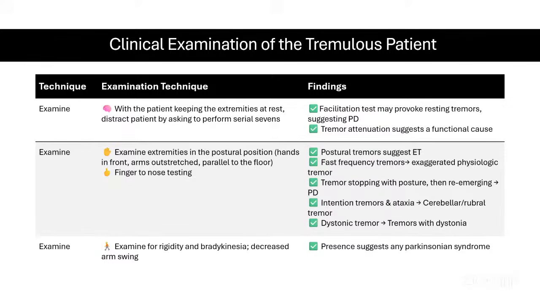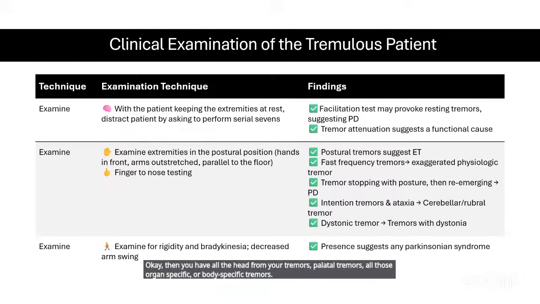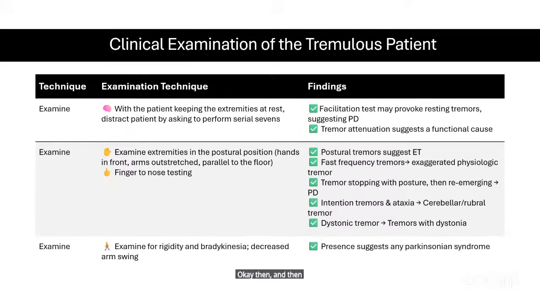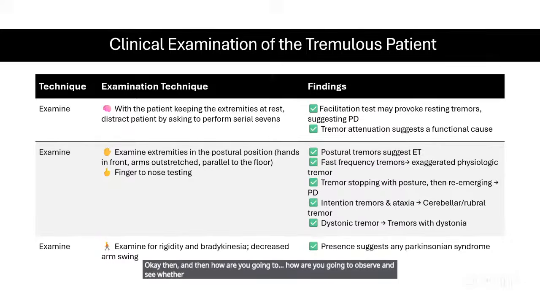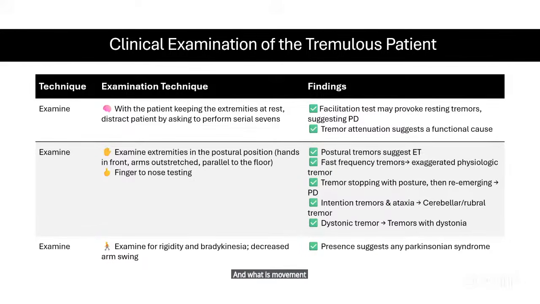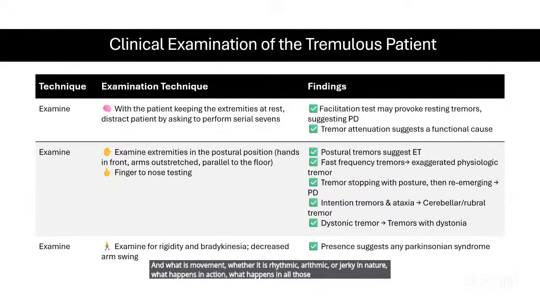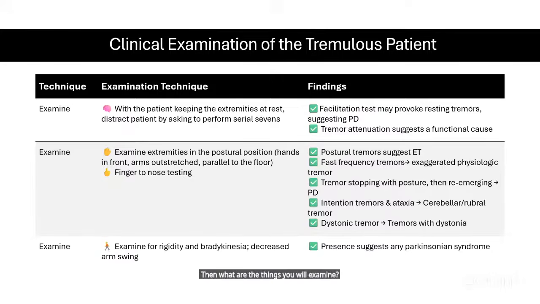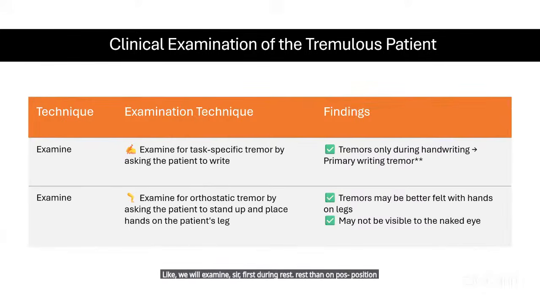Then you have all the head tremors, chin tremors, jaw tremors, palatal tremors, all those organ-specific or body-specific tremors. How are you going to observe which body part is involved, and what the movement is, whether it is rhythmic, arrhythmic, or jerky in nature, and what happens in action? What all things will you examine? We will examine, sir, first during rest, then in posture, then during movement, like finger-nose movement. Then we will look for other associated features.